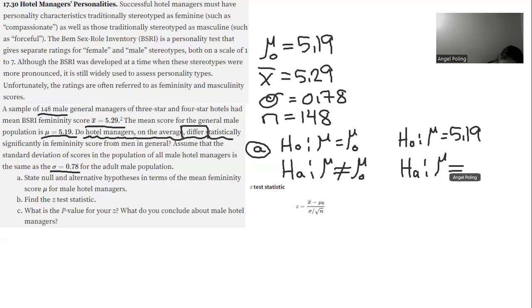Our alternative is the one that we have to figure out. Here, researchers are saying, no, maybe they're different, right? They're not saying if they're more feminine or more masculine in terms of this survey. They're saying different, right? So you probably need to be super forceful to be a hotel manager, dealing with drunk party people and all of that kind of chaos that happens in a hotel, right?